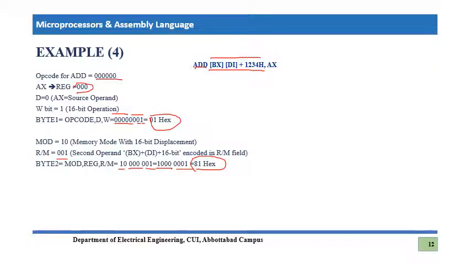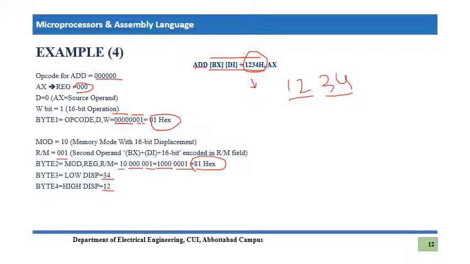One thing more: the information is still not completely encoded in machine code, because the displacement given in the instruction must be encoded. We see 1234 hex, so we are going to use the general instruction format. This is our lower displacement and this is our higher displacement. So byte 3 will be our low displacement, which is 34, and byte 4 will be our higher displacement, which is 12.